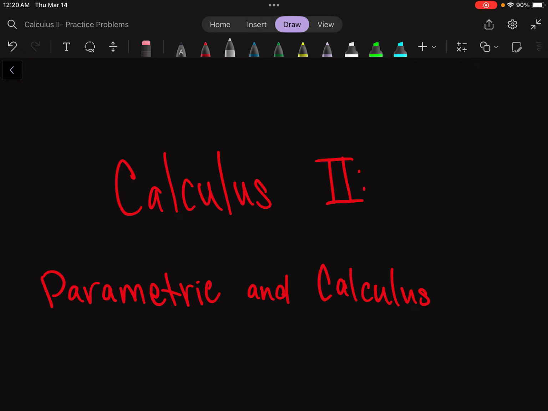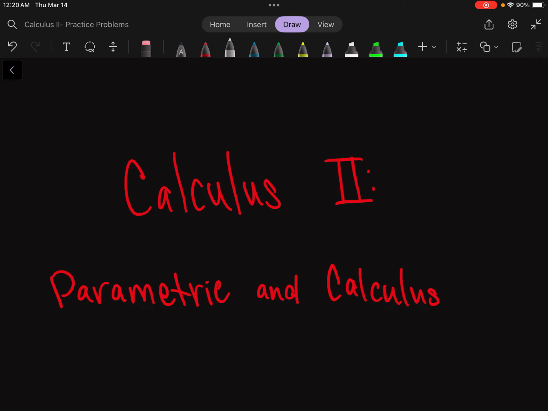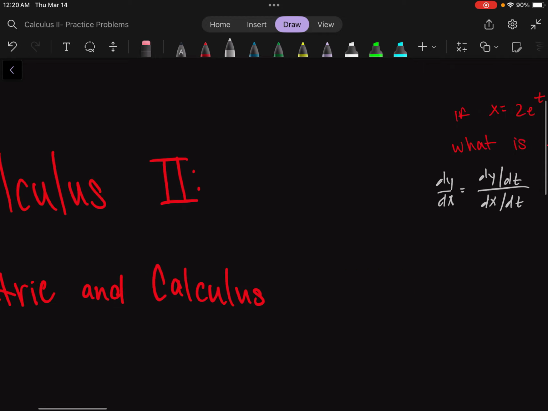Today we're doing some more Calculus 2 practice problems focusing on parametric equations and calculus. So in the last video we looked at parametric equations. We looked at eliminating the parameter, sketching the curve represented by the parametric equations, and also indicating orientation. So now we're going to use all of that knowledge and skill set and throw in some calculus.